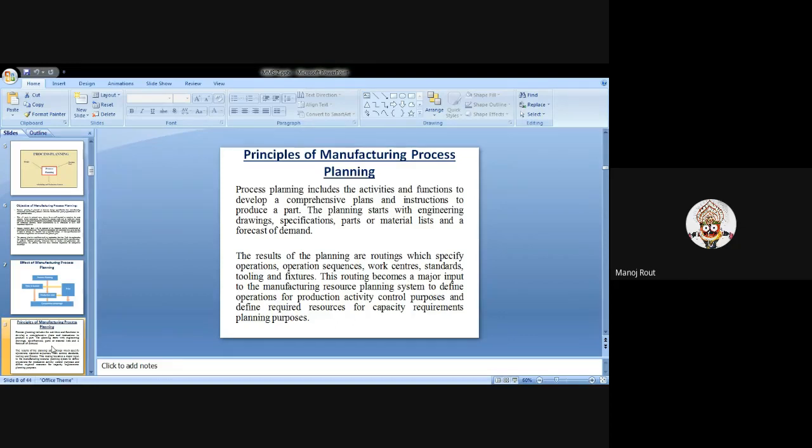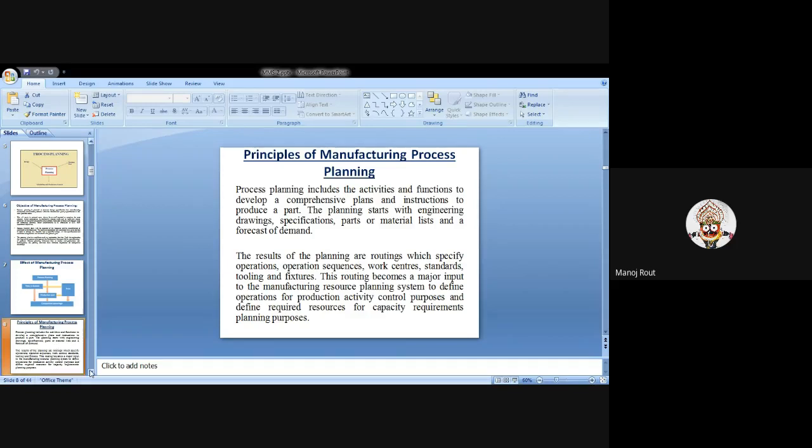The result of planning is a routing which specifies operations, operation sequence, work centers, standards, tools and fixtures. This routing becomes a major input to manufacturing resource planning to define the operation of production activities for control purposes. So these things should be done for controlling and monitoring all the activities of production, and also to define the required resources for capacity requirement planning.